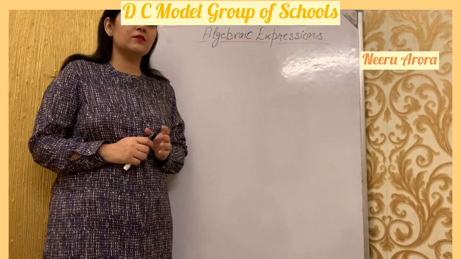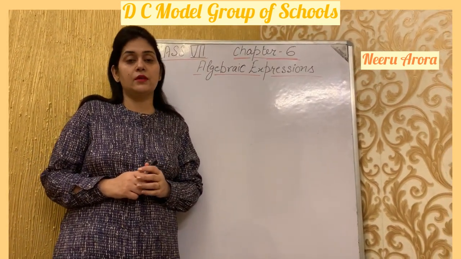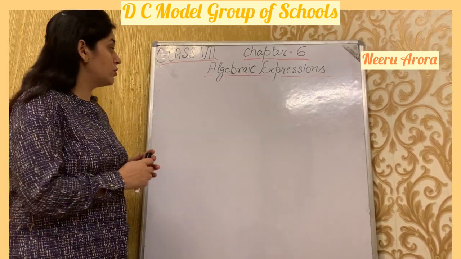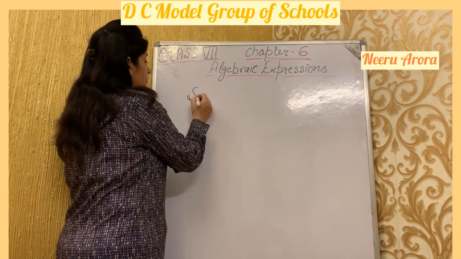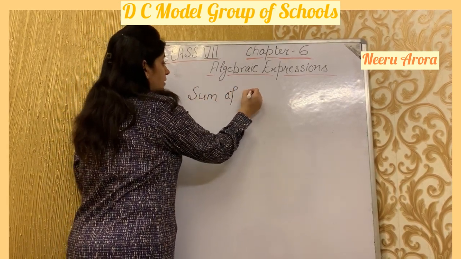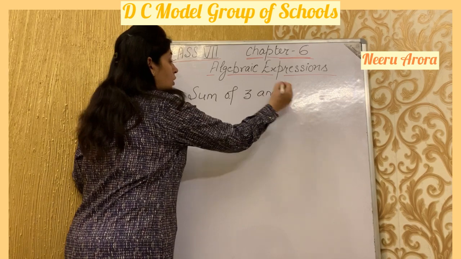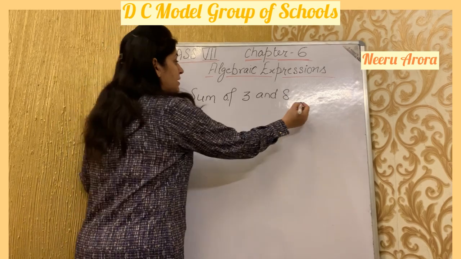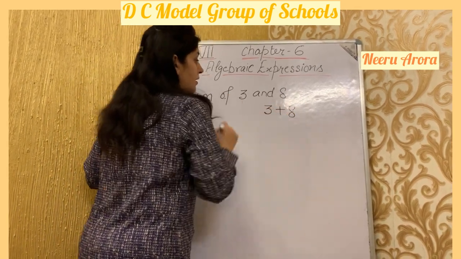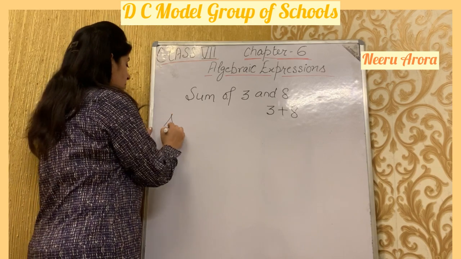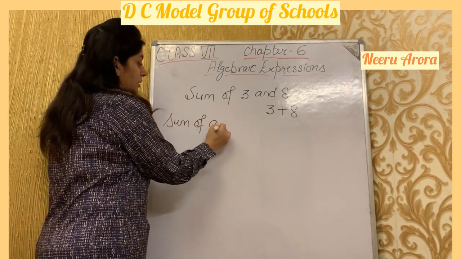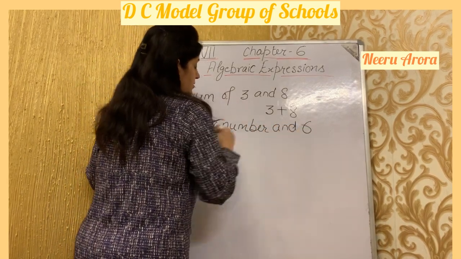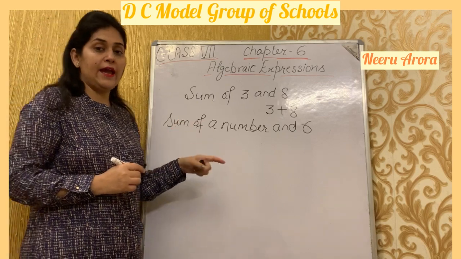You have already learned this chapter in your previous class 6. So let's understand this algebraic expression again. Suppose sum of 3 and 8. How can we express it mathematically? Sum of 3 and 8, we will write 3 plus 8. Sum of a number and 6.